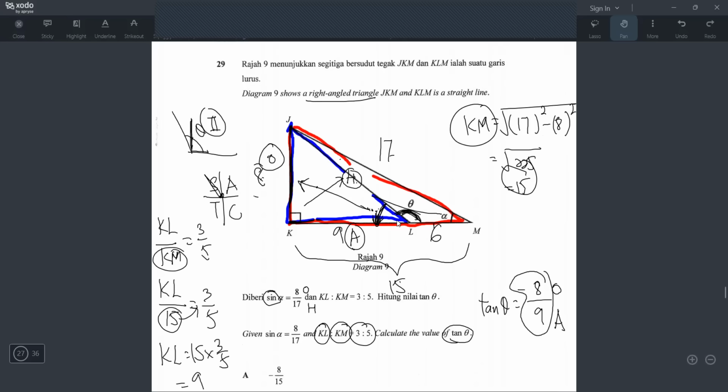And my theta is outside the blue color right angle triangle, right? And how I explained it just now, you take the reference angle to determine opposite, adjacent, hypotenuse, because when your angle is outside, you cannot determine the opposite, adjacent, hypotenuse. You have to use the reference angle to determine opposite, adjacent, hypotenuse and then find the tangent theta. Then only you check whether you need to add negative or not, depending on the quadrant of the actual angle.